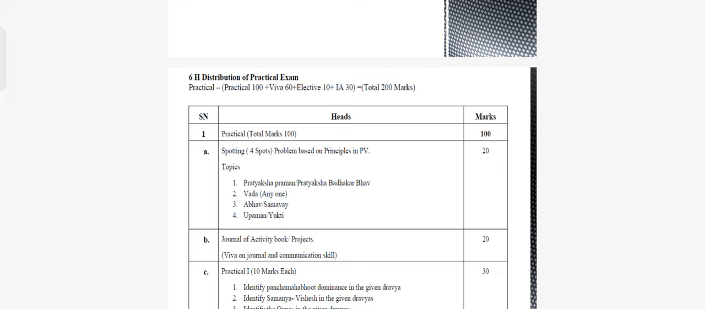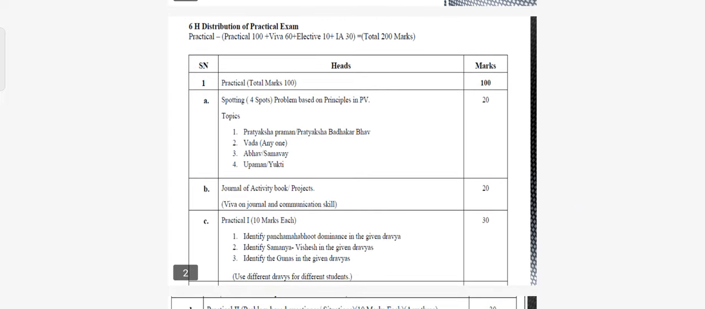So the practicals, where the 100 has been categorized into different parts. The first one is spotting, and you're supposed to identify whatever has been given. Maybe it is like what is going to be there in the anatomy, an object would have been kept and you identify it, or else an object would have been kept and they would ask which pramana or which pada it is, or whether abhava or samavaya or upamana or yukti, what it is trying to explain. That is going to be there for 20 marks.